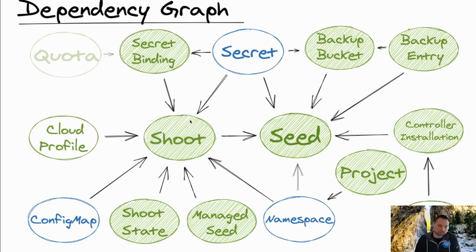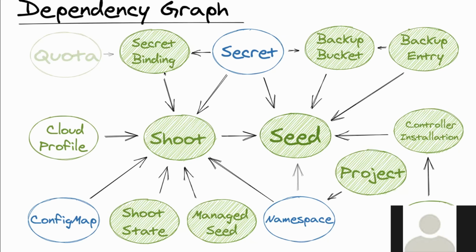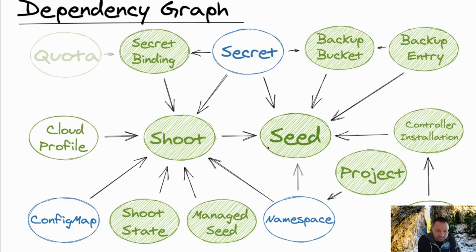Okay, for example, in the shoot spec, you can reference a secret binding. And also a seed. The seed is the only vertex which is a little bit special when it comes to the edges. So let's for now exclude the seed and only look at the others. Again, in the shoot spec, you have the secret binding reference, you have the cloud profile reference, and so on. So from all these resources, you get an incoming edge.